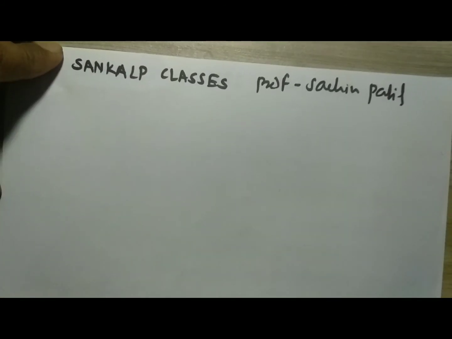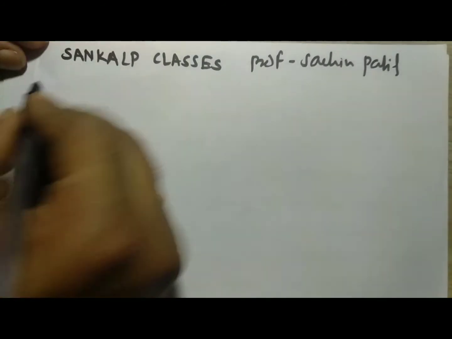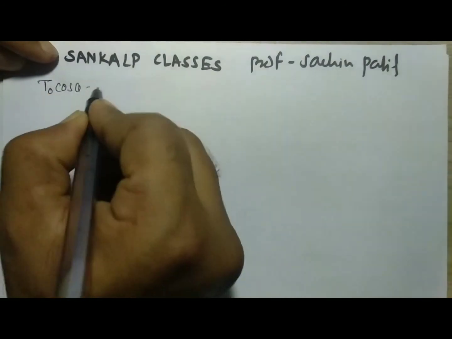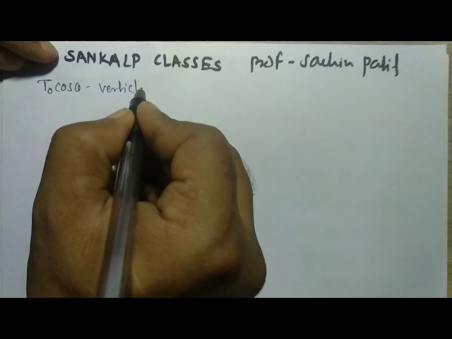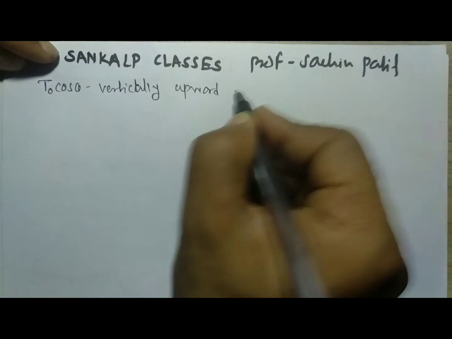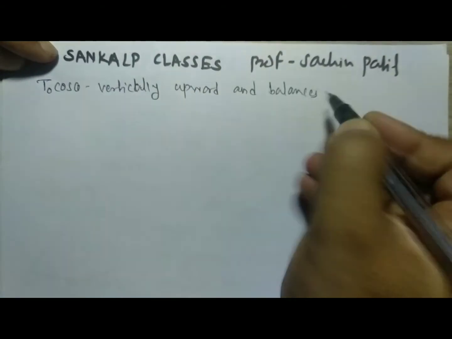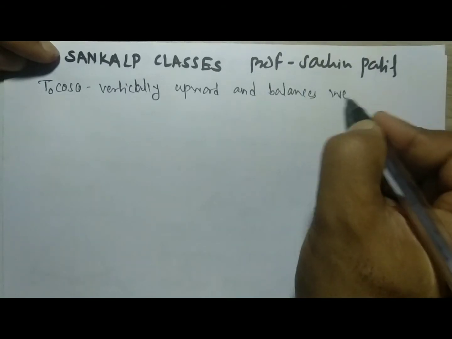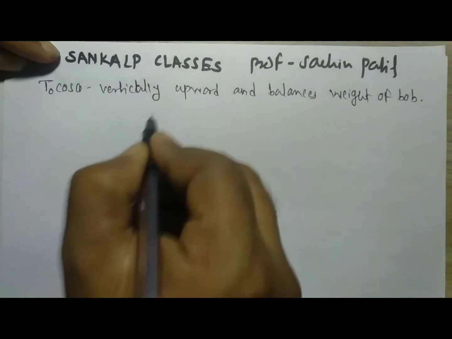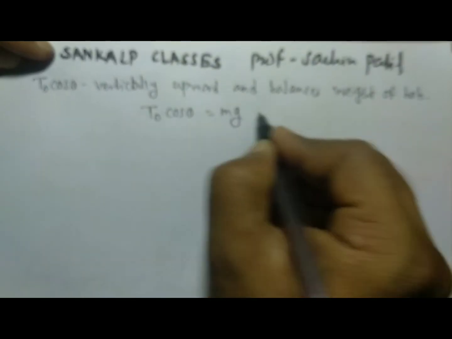Now another consideration related to the conical pendulum: the second component is T0 cos theta, which is vertically upward and balances the weight of the bob, and therefore you will get T0 cos theta equal to mg, and this is your second equation.